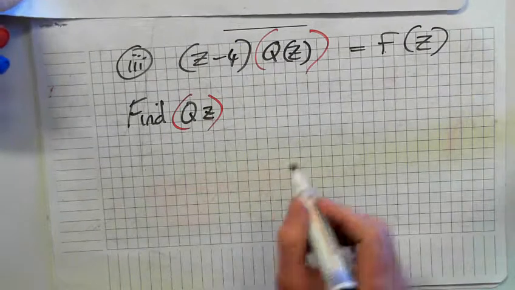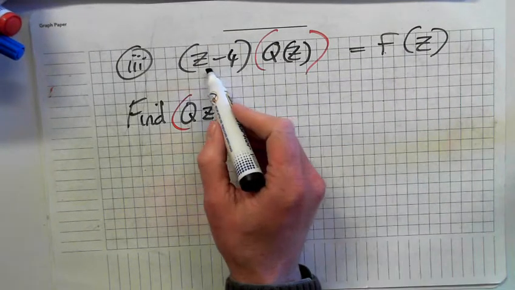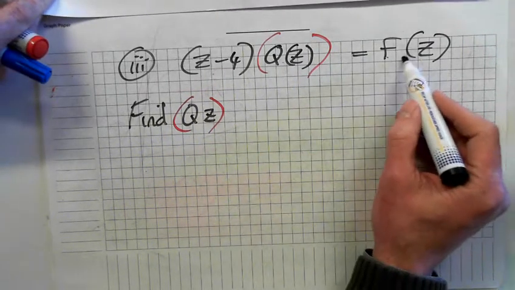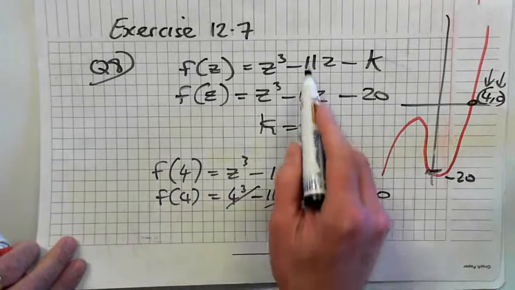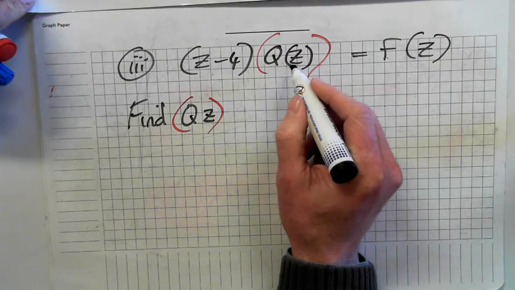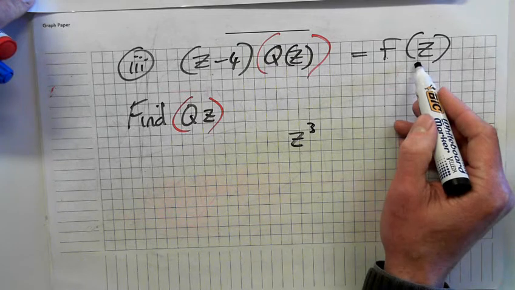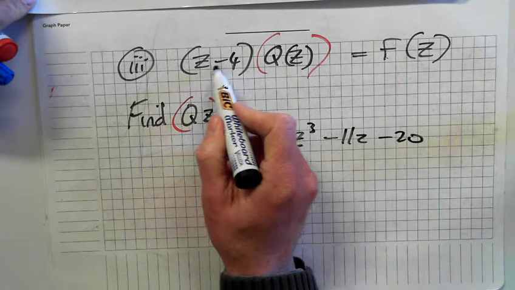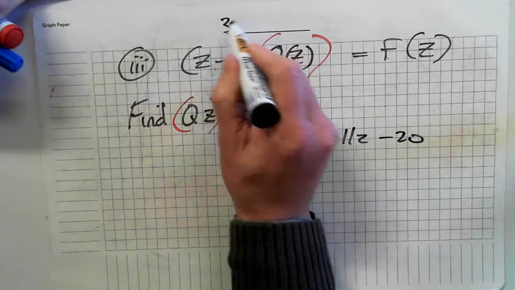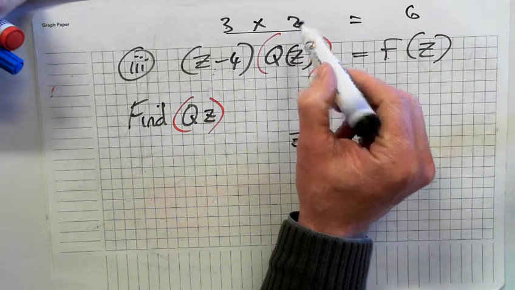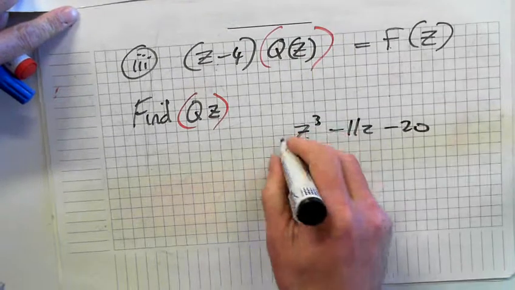Alright, so I'll write it down. What I can do is take this, divide it by z minus 4, and I'll get that. So f(z) over here is z cubed minus 11z minus 20. So we're asking you for the value of q, yes, that's the question. We're going to divide it by this to get this. For example, if 3 times 2 is equal to 6, then 6 divided by 3 will give me this answer. Alright, so divide it.